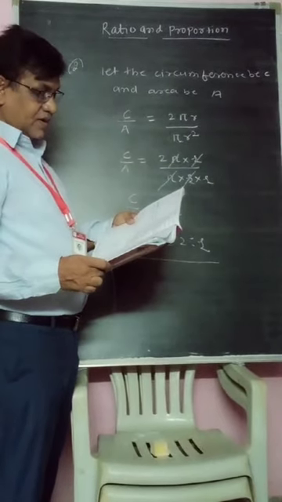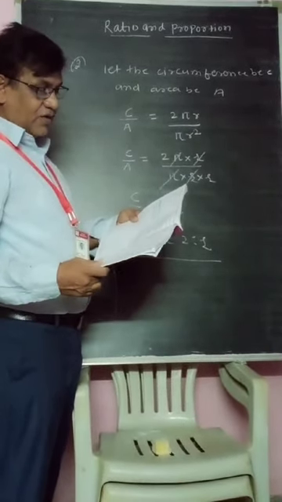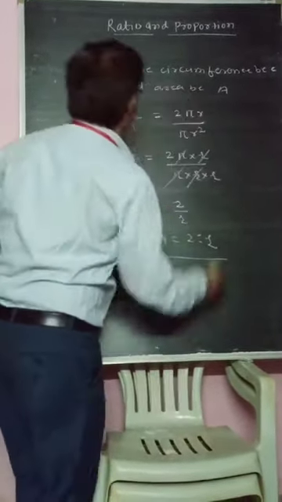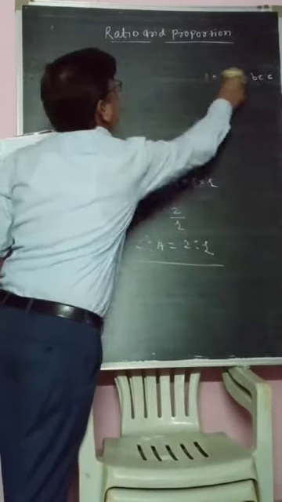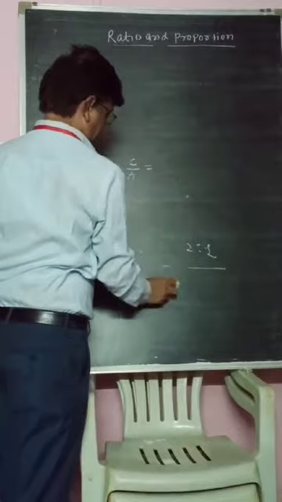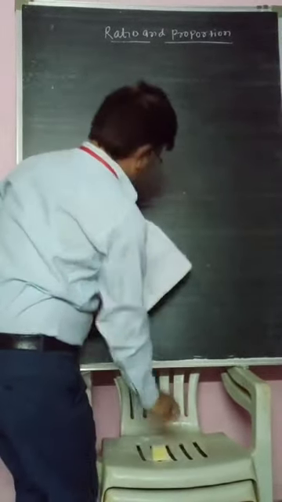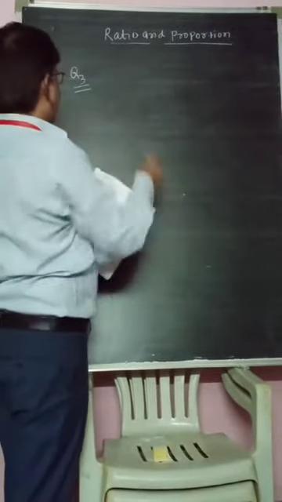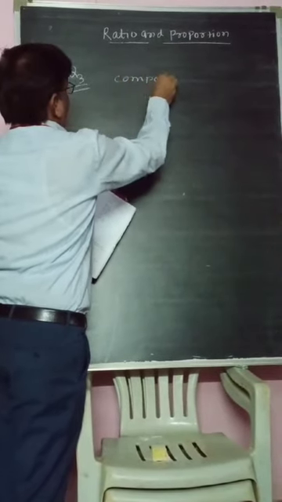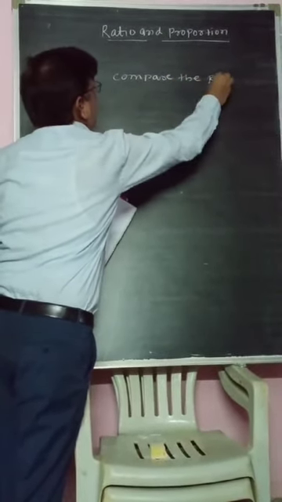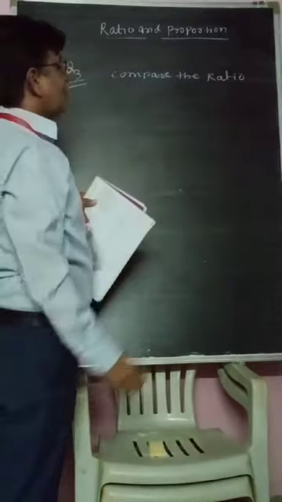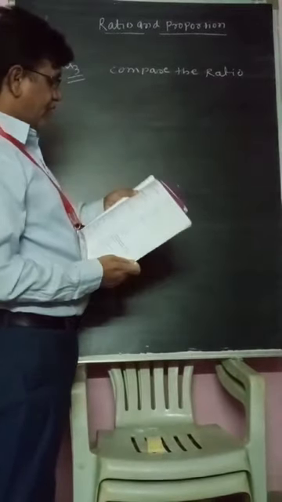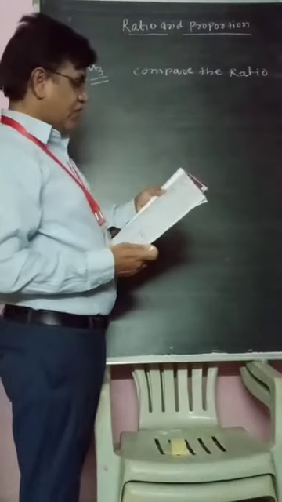Now come to the third question. Compare the following pair of ratios. Question number 3. Compare the ratios, means you have to compare two ratios. Either the first ratio is greater, or the second ratio is greater, or both are equal. Which is greater and which is smaller, you have to compare this.